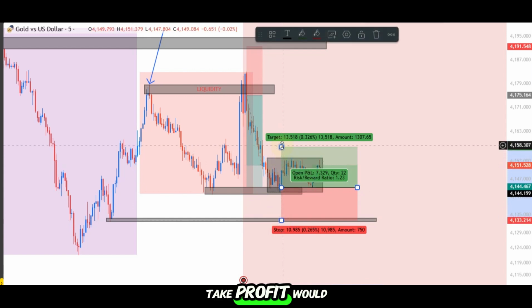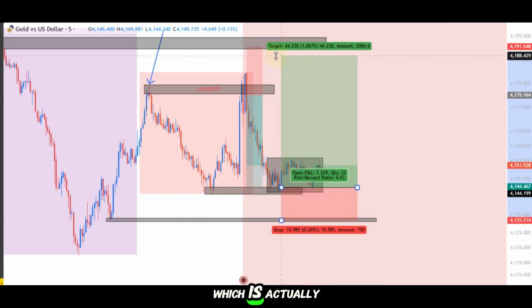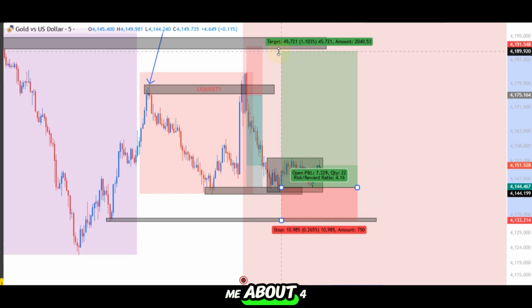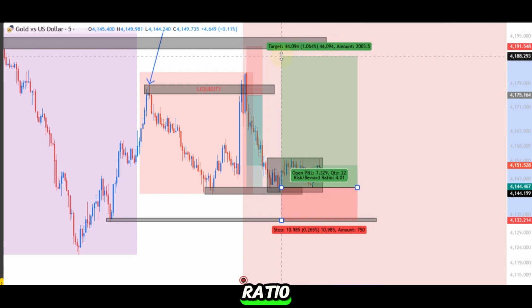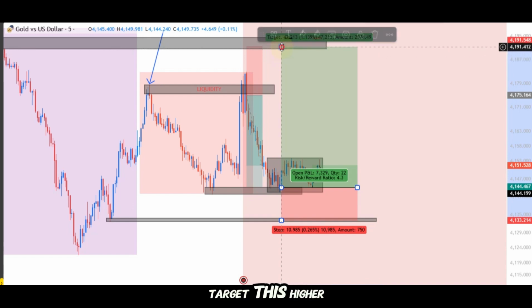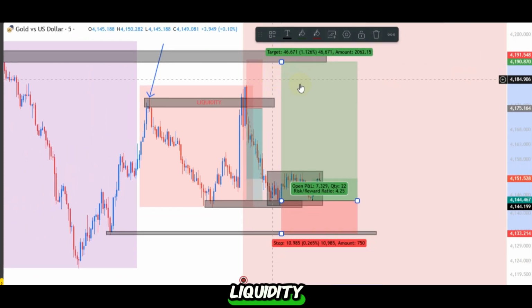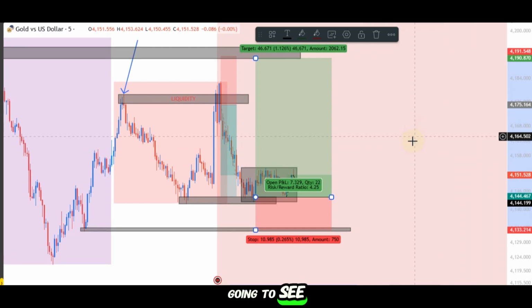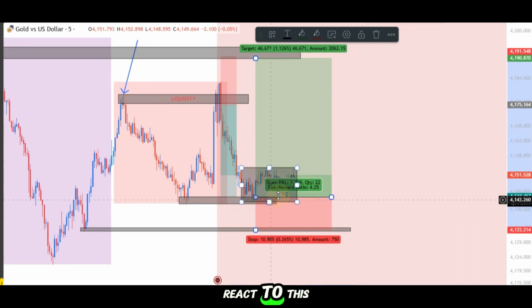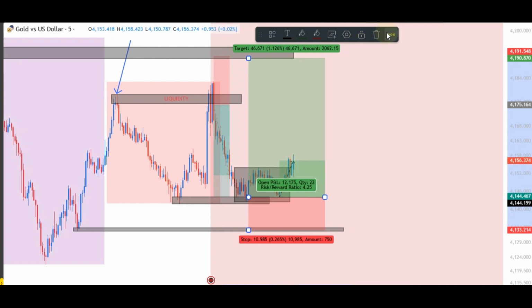And then my take profit would now be at the highs, which should give me about four risk to reward ratio. You can still do well to target this higher liquidity sitting right here or target this liquidity. But for me, I'm going to target this liquidity and we are going to see how price actually reacts to this liquidity and whether it will go to our full take profits.